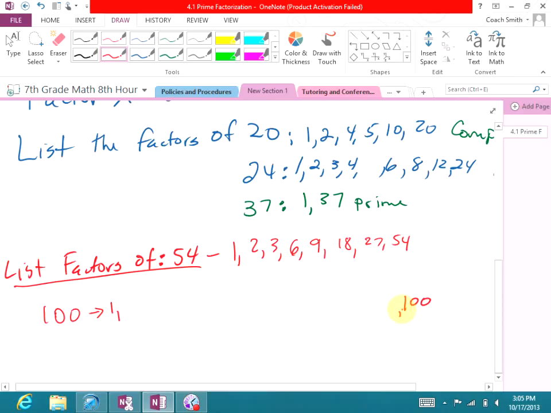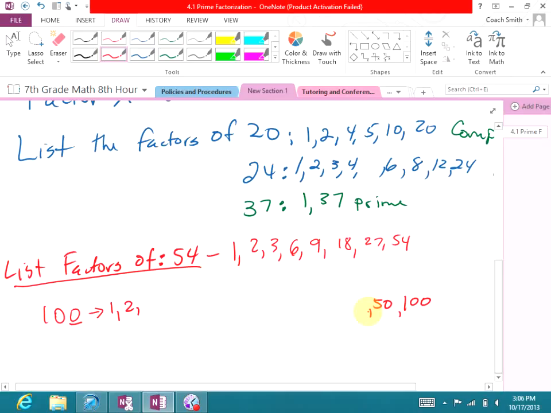Okay, so I look at 2. 2 is an even number. 2 has to go into other even numbers. So 100 is even, so 2 goes into it. So I say 2 times what equals 100? That's 50. So that's the other factor with it. Then I go to 3. 1 plus 0 plus 0 is 1. 1 doesn't go into 3, so 3 will not go into 100.